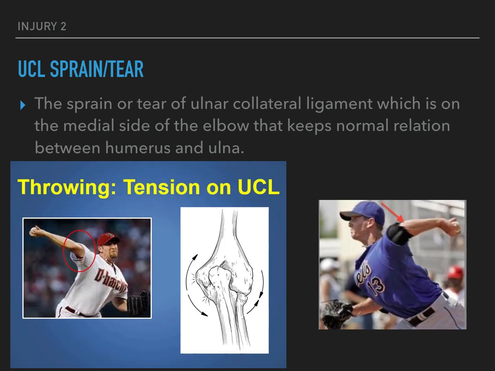My second injury is a UCL sprain or tear. The sprain or tear of the ulnar collateral ligament, which is on the medial side of the elbow, keeps the normal relation between the humerus and ulna.